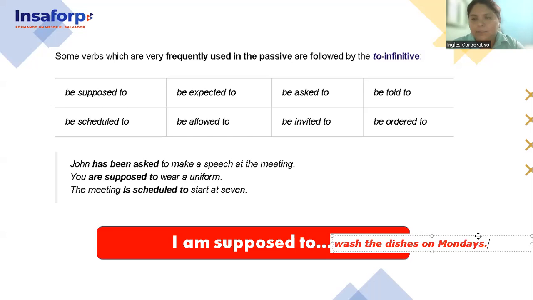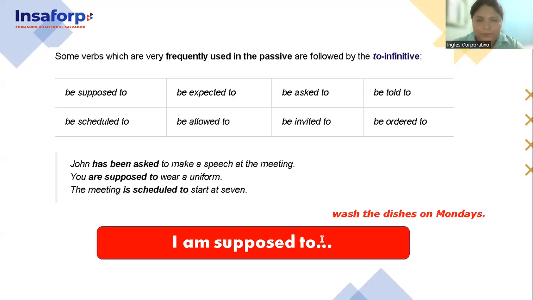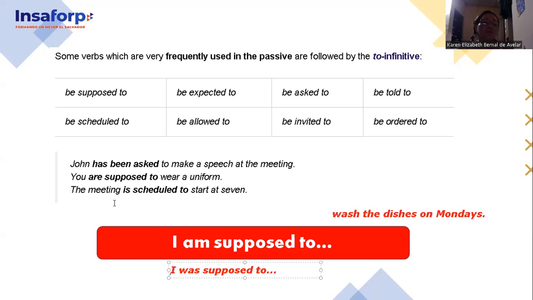So what are you supposed to do at work or at home? So write your examples. Think about one example. I'm supposed to. Or you can also use a past structure. I was supposed to. Yes. Excuse me. What is the pronunciation? Scheduled or scheduled. So we have two. Is it similar or different? It's different. So that depends. One is American and the other one is British. Scheduled, and the other one is scheduled.